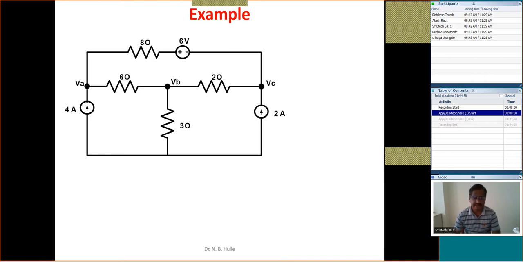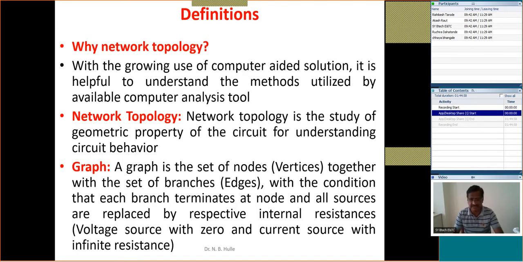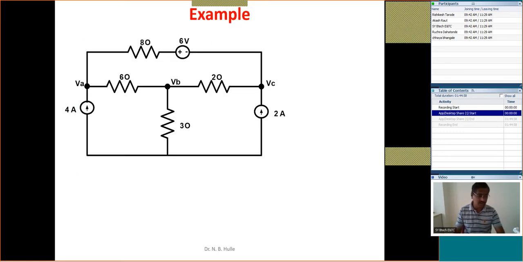Now this is the given figure. Try to understand for this given figure how many branches we have. What are the branches? Try to understand this philosophy. Branches are nothing but the edges, and nodes are nothing but the vertices. Now first we will try to understand how many nodes we have and how many branches we have.